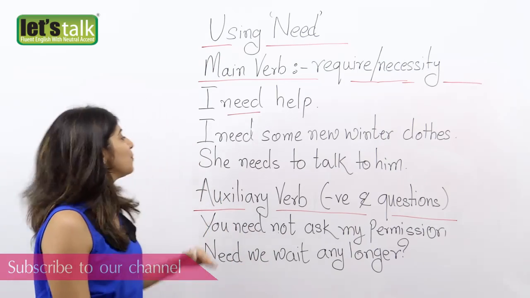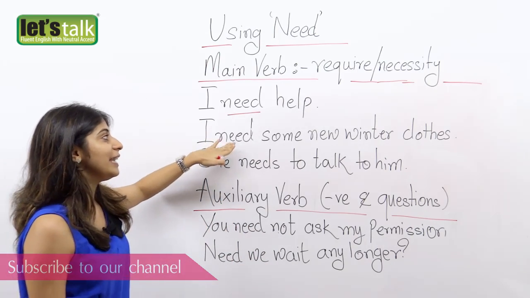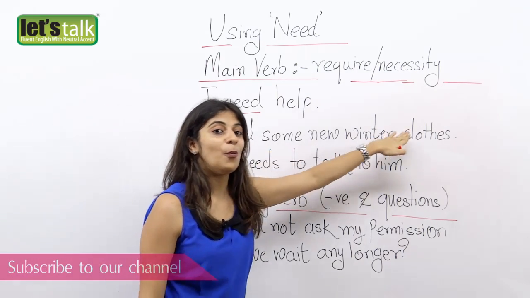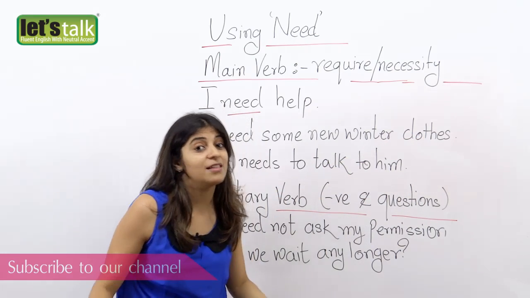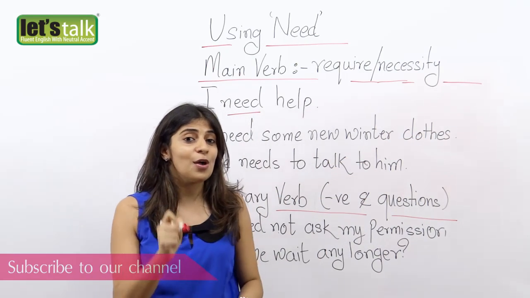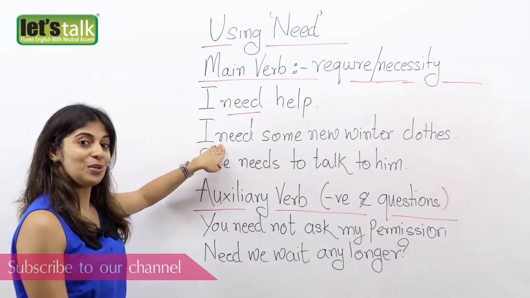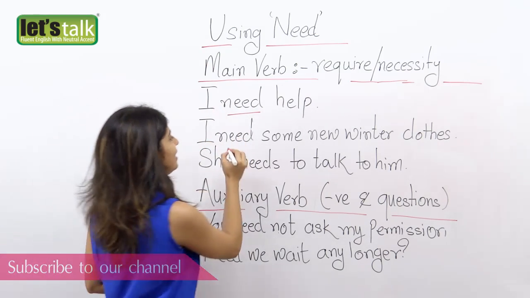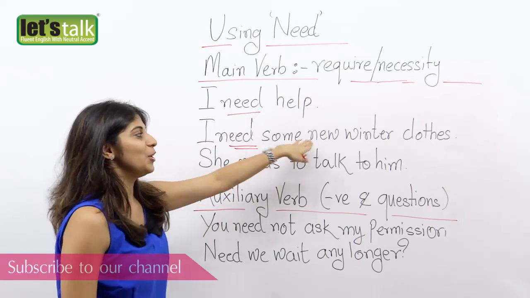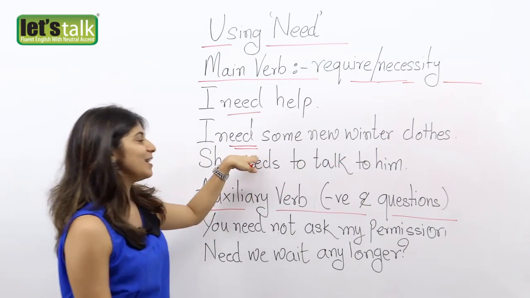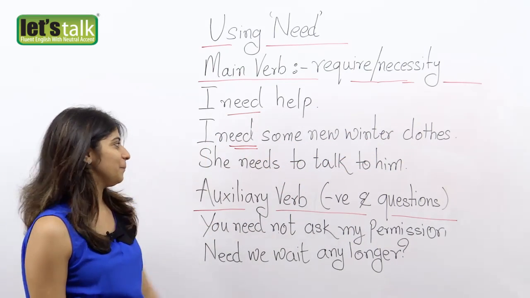We can also look into another sentence here. I need some new winter clothes. Maybe it is very cold outside. So winter clothes is a necessity. Therefore, you would say, I need some new winter clothes. So need is your main verb here.